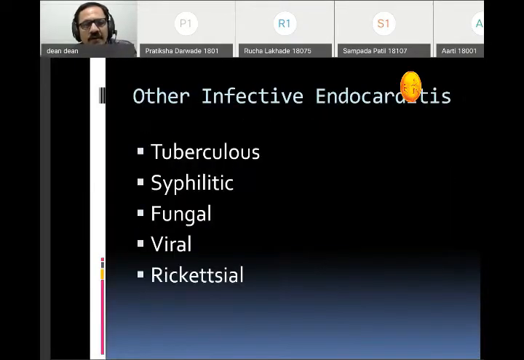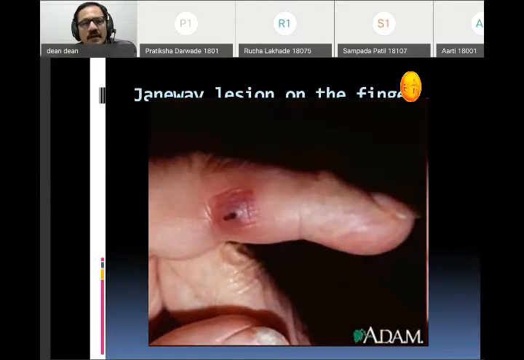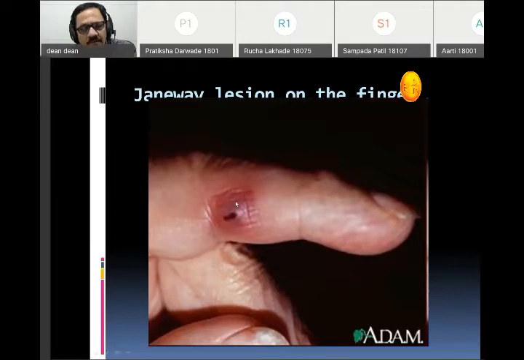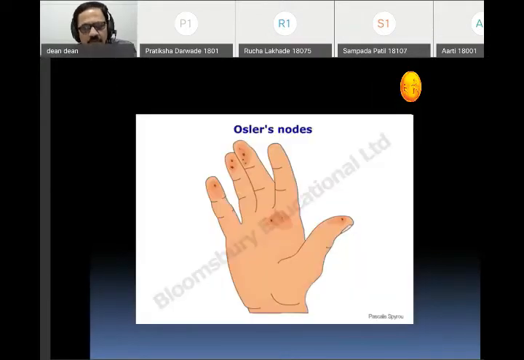And also you should not forget Janeway's lesions and Osler nodes. Always remember, Osler nodes are seen in subacute bacterial endocarditis. They are seen over the tip of the finger and they are painful. It is said that some endotoxins as well as some emboli cause formation of the Osler nodes. Janeway's lesions are seen basically in acute endocarditis, and they are painless. So this is the difference between Janeway's lesions and Osler nodes.